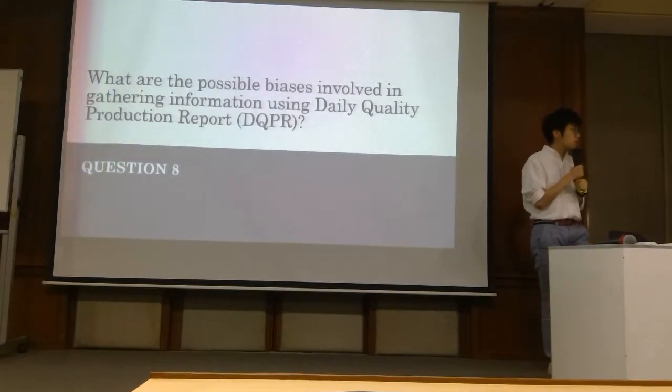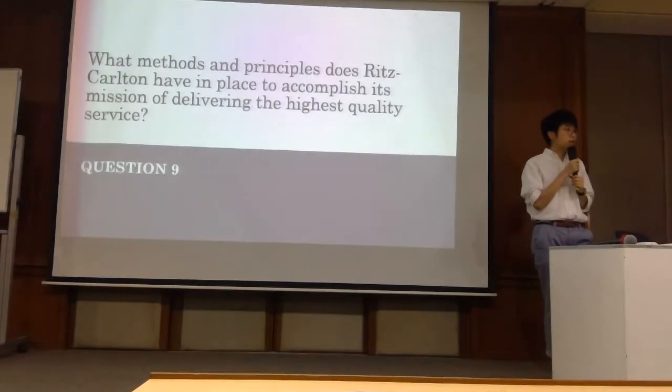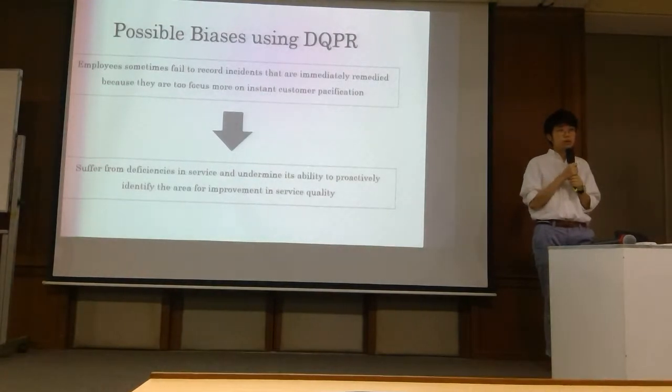So next question. What are the possible biases involved in gathering information using their internally developed system, the daily quality production report? So this is because the information or defects will be recorded by Ritz-Carlton employees themselves. So sometimes when they found any defects, they will be occupied in resolving that instant defect and trying to pacify their customer. So sometimes they might forget to record the defects. That's why Ritz-Carlton tries to deploy external resources.